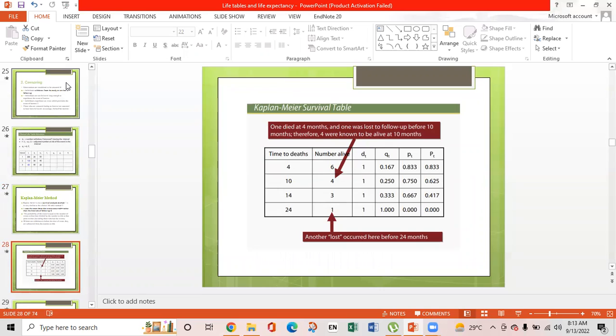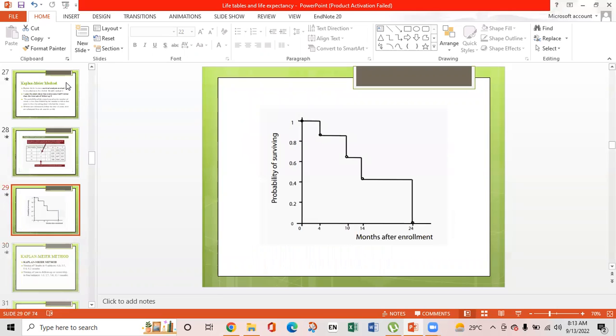This table shows an example of a Kaplan-Meier survival table, where one died at 4 months and one was lost to follow-up before 10 months. Therefore, 4 were known to be alive at 10 months and another loss occurred before 24 months. This shows the probability of surviving on the Y scale, and months after enrollment on the other scale.